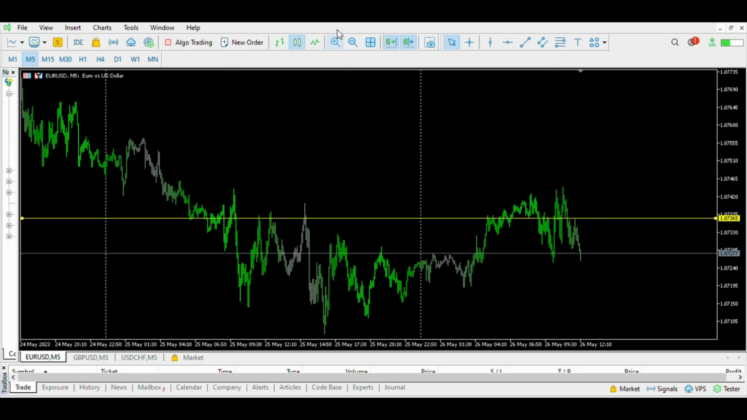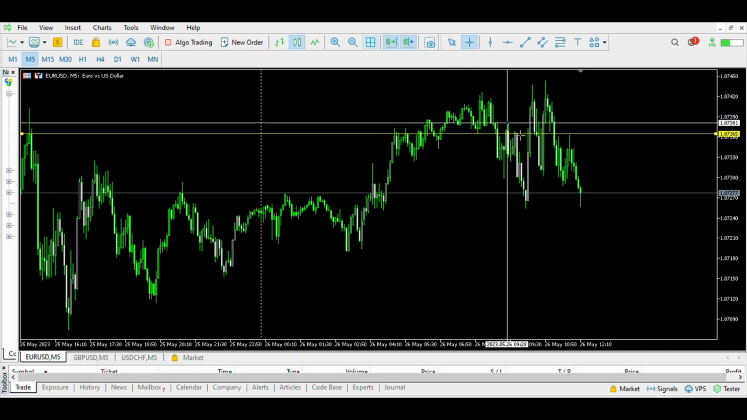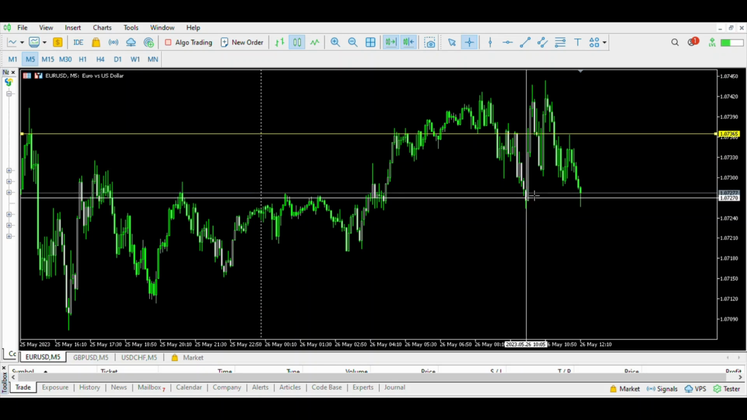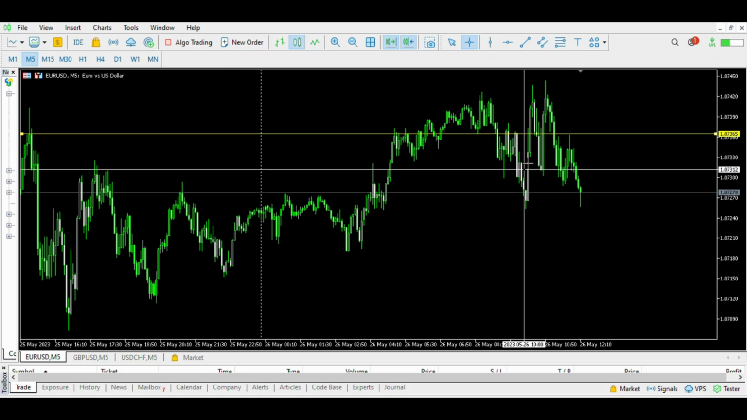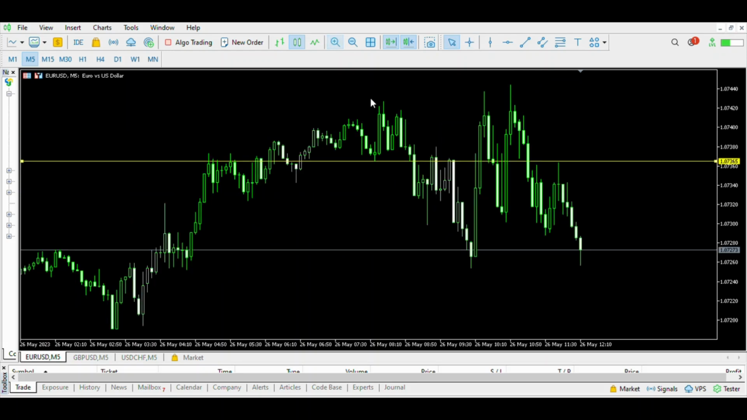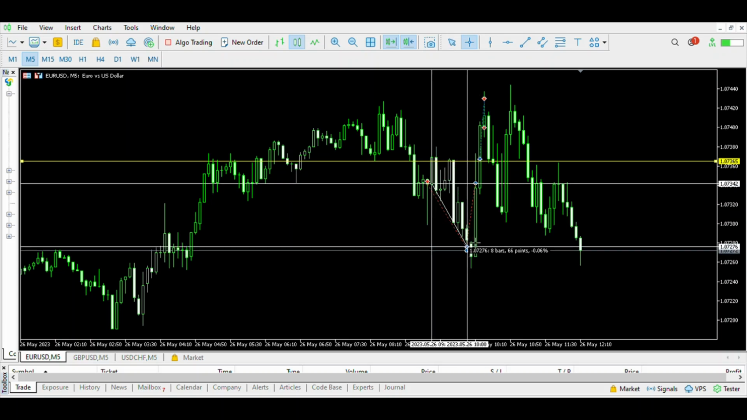Knowing that, I did not wait for my entry. I did not wait for it to pull and come back here. I entered there nice and early, and I was out for 6 pips, I think it was. I'll show you the trade history. I was out here, so I entered there nice and early and I was out for 6 pips.